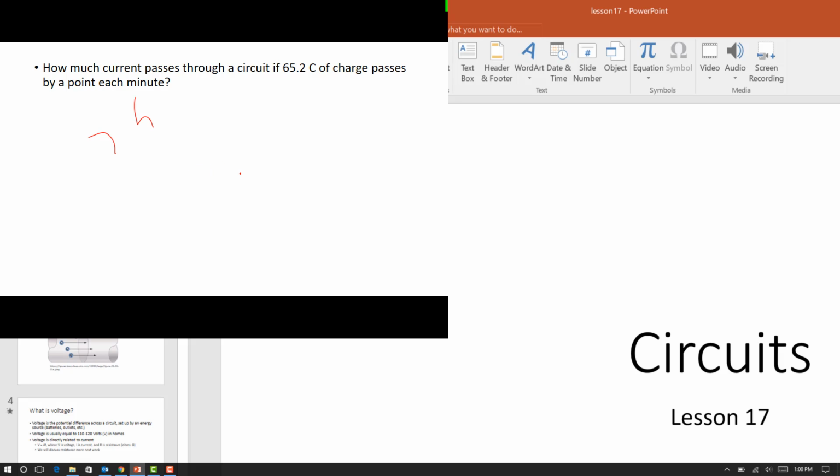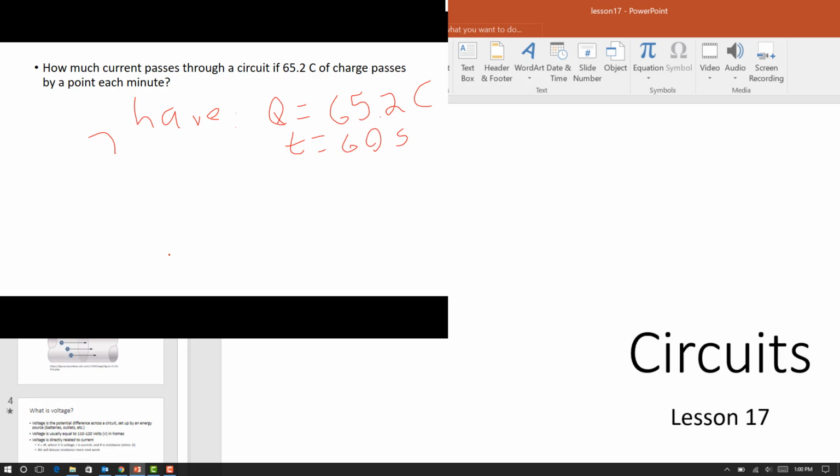So first question, what are we given? We're given that charge, Q, is equal to 65.2 coulombs. We have to change the minutes to seconds. We're given that time is each minute, so time equals 60 seconds, right? There are 60 seconds in every 1 minute. So this is what we're given: our charge is equal to 65.2 coulombs, and our time is equal to 60 seconds.